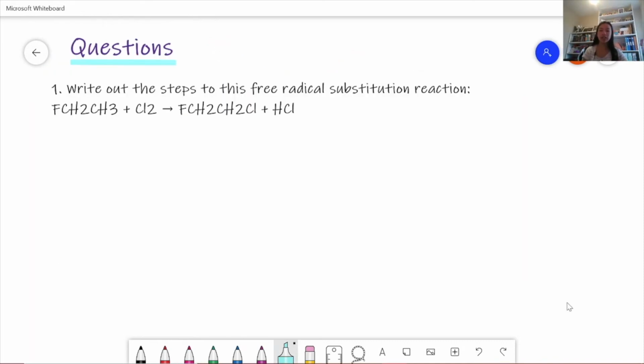Now we're going to look at some questions. So for question 1, write out the steps to this free radical substitution reaction. So the first thing we need to remember is that free radical substitution comes in 3 steps. The first step is initiation, the second step is propagation, and the third step is termination. So the first step is initiation, and in this step we form the free radicals. So we use the chlorine, and under UV light, we can break the Cl-Cl bond homolytically to form 2 of these chlorine free radicals. So this is all that happens in the initiation step.